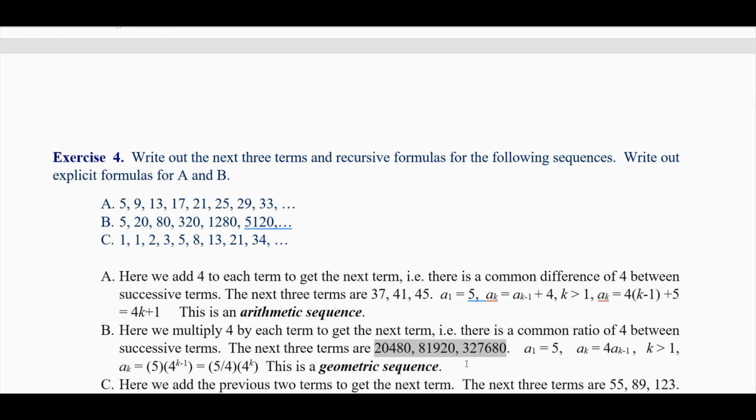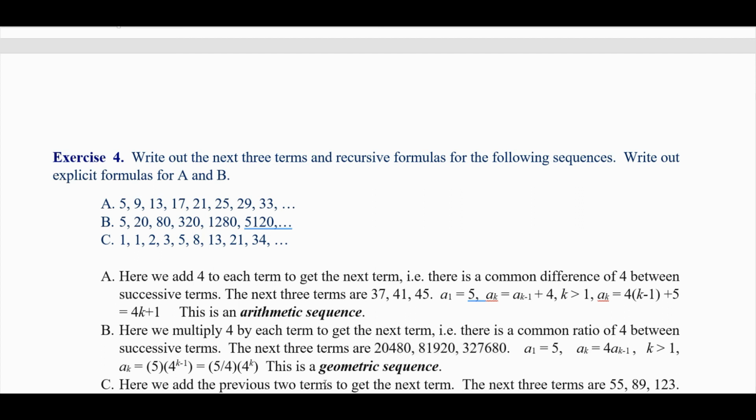This is another type of function that you should have seen before. This is an exponential function. But when we have the domain as a natural number, instead of an exponential sequence, we call it a geometric sequence. The base 4 is how much we're multiplying each time by. So we start with the 5. We multiply by 4 k minus 1 times. Or if you'd like it just to be 4 to the k, it's 5 fourths times 4 to the k.